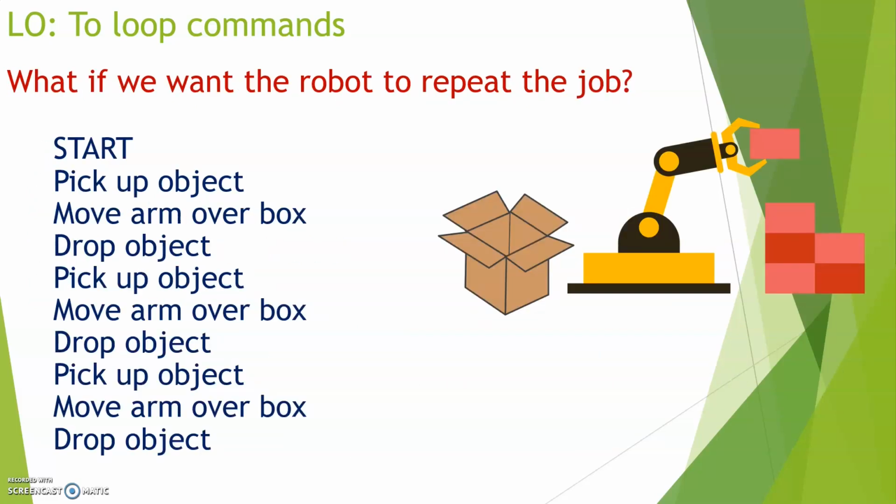What about, though, if I wanted that robot to do the job over and over and over again? Well, I'd have to write a huge program, wouldn't I? If you can see on the left there, start, pick up object, move arm over box, drop object. Pick up object, move arm over box, drop object. So if I had lots and lots of objects, I would have to write a huge set of commands to tell this robot what I want it to do.